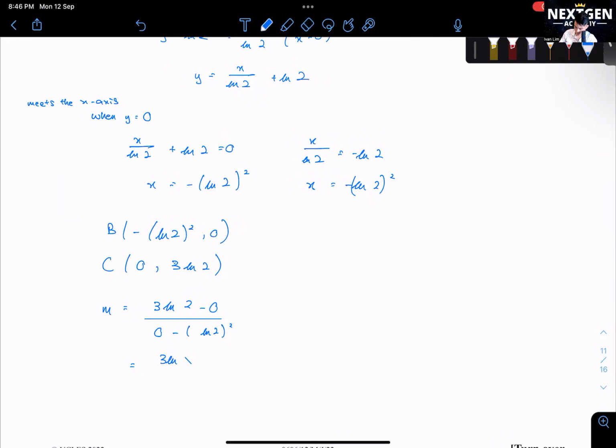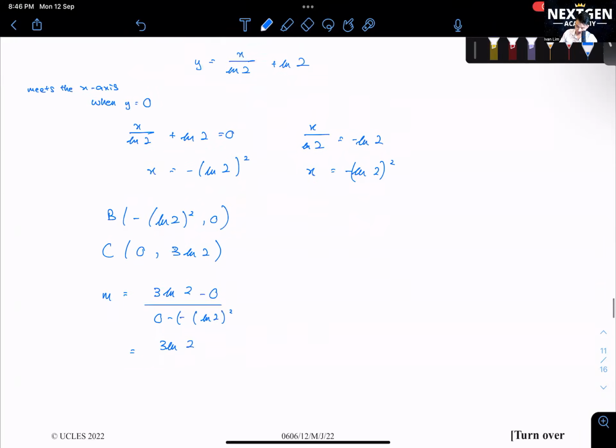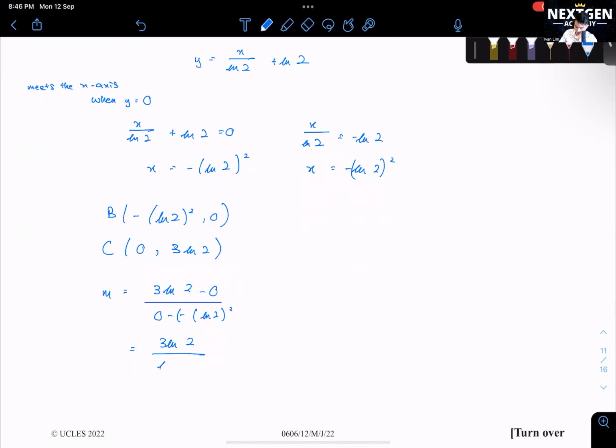Wait, why do I have an extra? Like this, minus, minus. You see my symbol also, you have to be careful, which will give you a plus ln 2 square. Cancel. You will get 3 over ln 2. So the symbols here are a bit tricky, you just have to be extra careful on this.